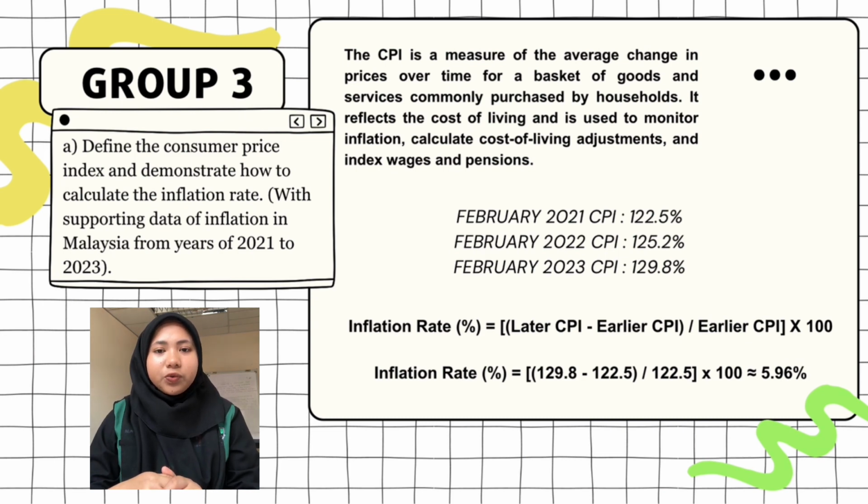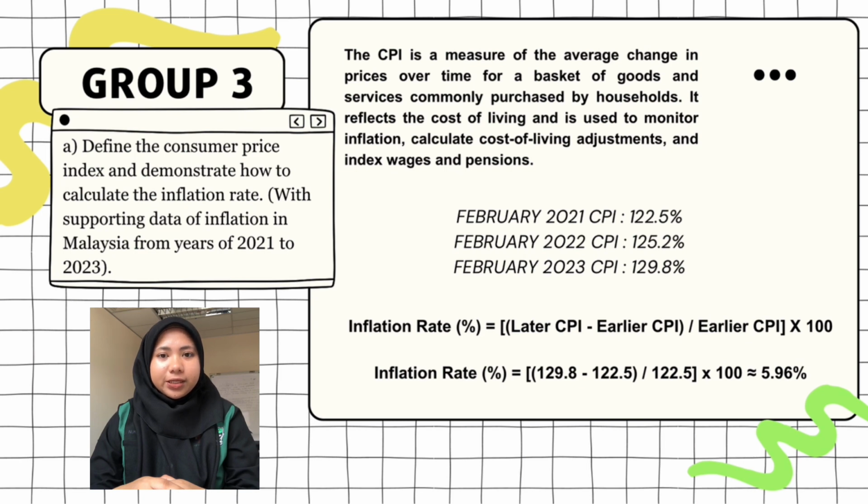First, in February 2021, the CPI is 122.5%. Next, in February 2022, the CPI is 125.2%. And for the last year, February 2023, the CPI is 129.8%. To calculate the inflation rate: latest CPI minus yearly CPI, divided by yearly CPI, times 100%.